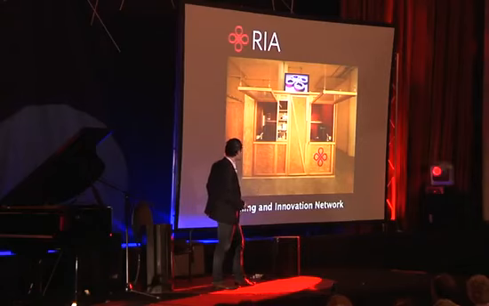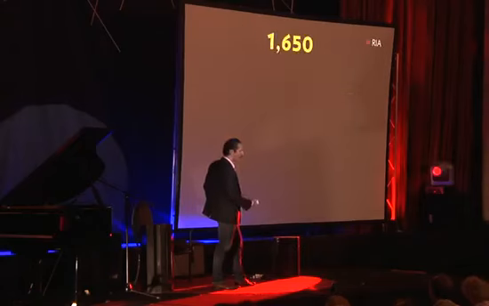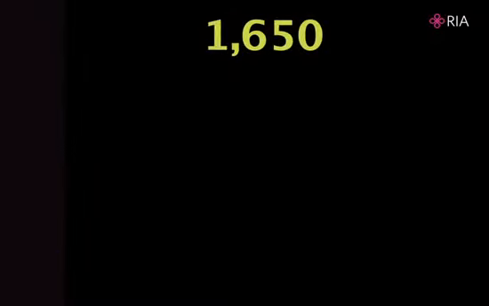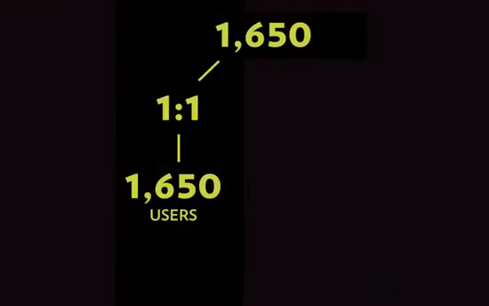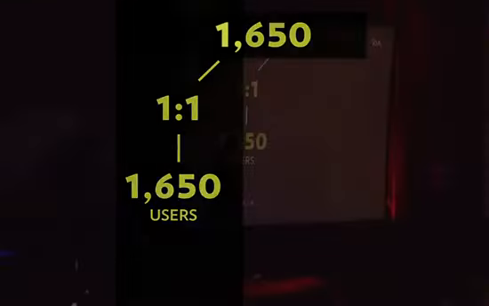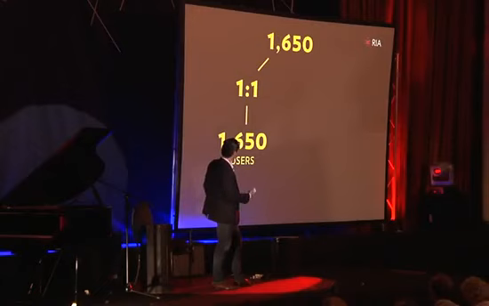So let's look at a basic comparison. The RIA has 1,650 computers. If we had used the one laptop per child model of a 1-to-1 ratio, then we would have benefited 1,650 users. And what we did instead is we set up centers that have longer hours of operation than schools, that also include all of the population.